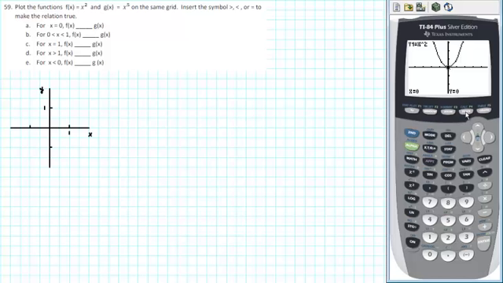We see that when x is equal to 0, y is equal to 0. So we want to plot the point 0, 0 on our graph. When x is negative 1, we see that y is equal to 1. The square of negative 1 is negative 1 times negative 1, which is equal to positive 1. So we need to plot the point negative 1, 1 on our graph.